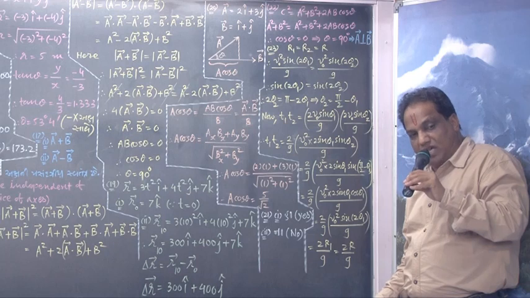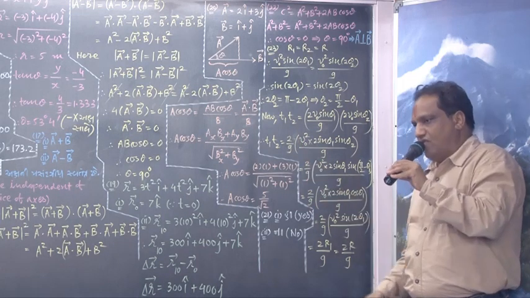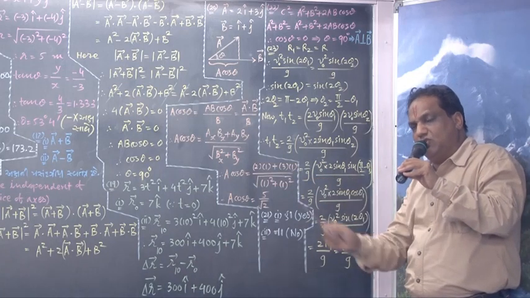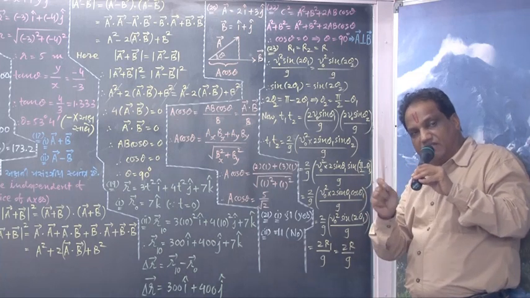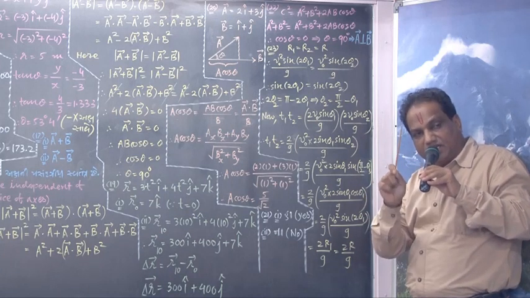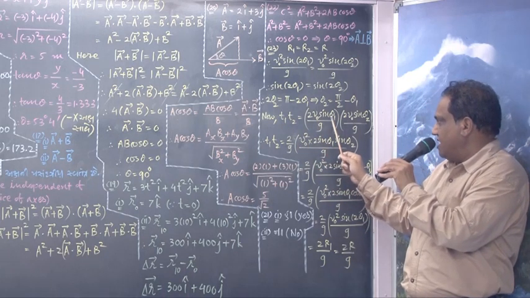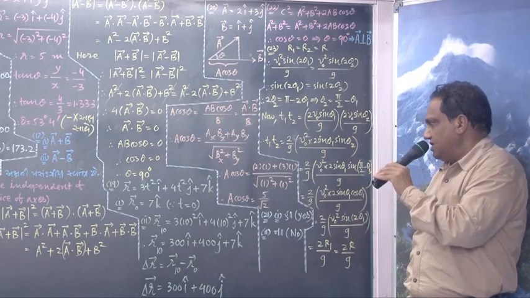But T1 and T2 both are time of flight. And what is the formula for time of flight? 2V0 sin theta 0 upon G. Instead of theta 0 we have taken theta. In the first case I should take theta 1, in the second case theta 2. So the formula of T1 will be 2V0 sin theta 1 upon G. T2 is 2V0 sin theta 2 upon G.